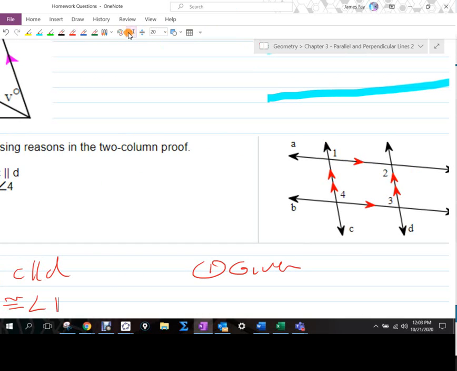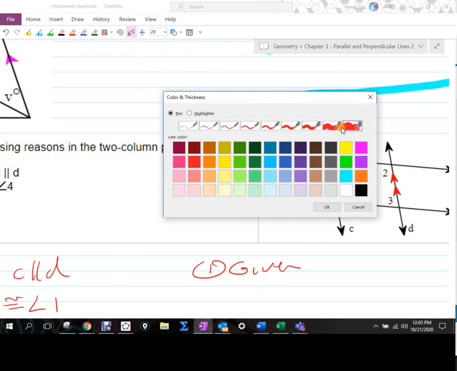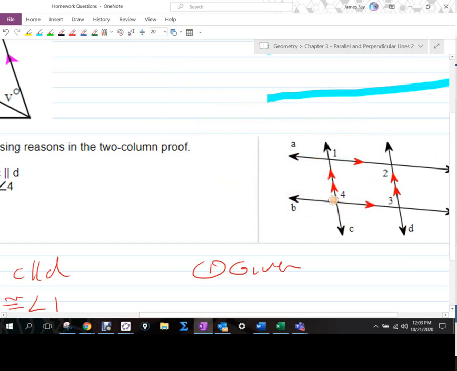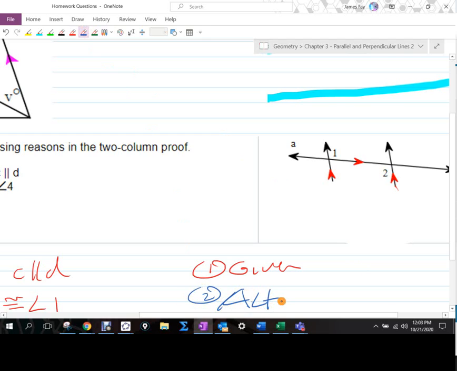Not vertical. If we do this, does this help? They're alternate interior. Okay. So we're going to write that alternate interior angles are congruent. Okay.